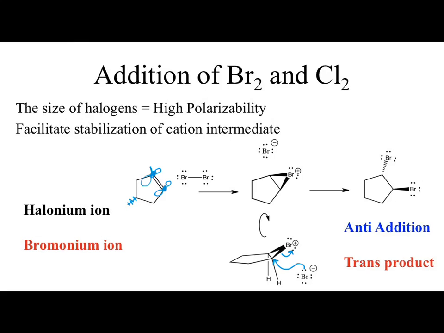More questions about that one? Worst case, you see bromine and an alkene, what should you draw?